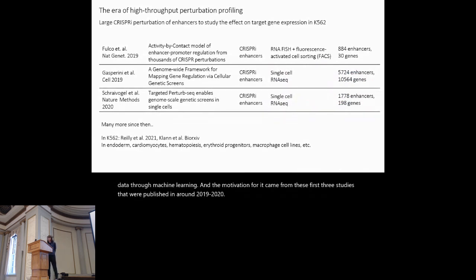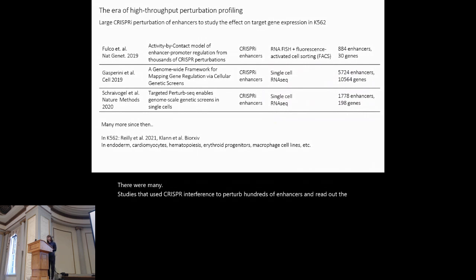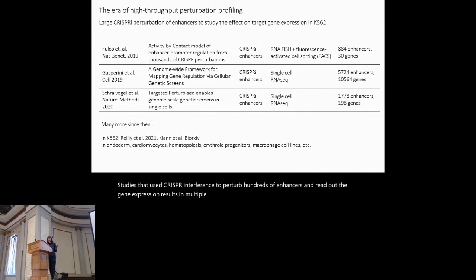There were many studies that used CRISPR interference to perturb hundreds of enhancers and read out the gene expression results in multiple genes. And we thought it's enough data to use a supervised approach.